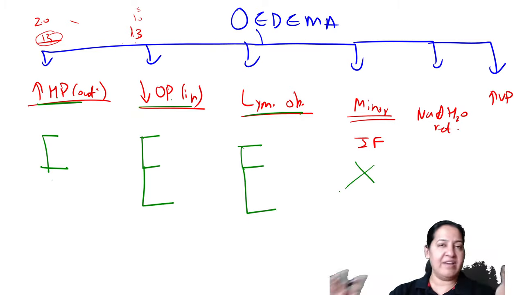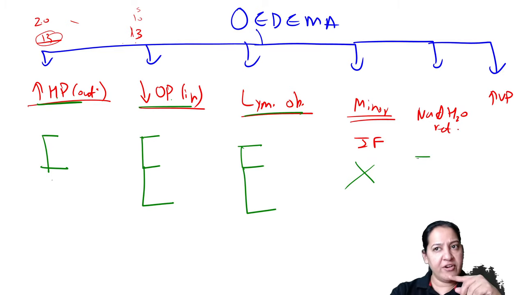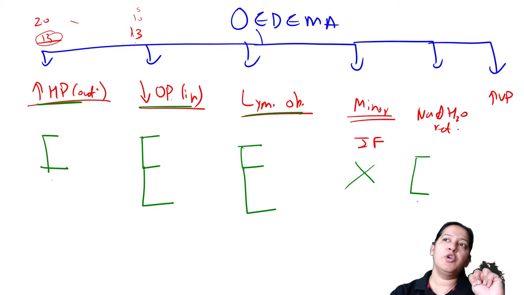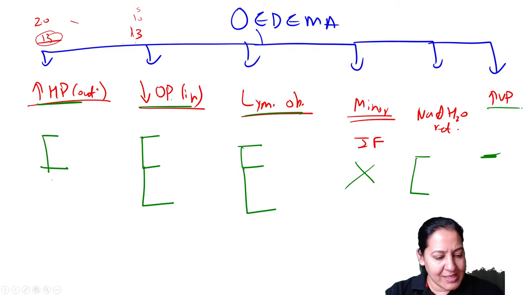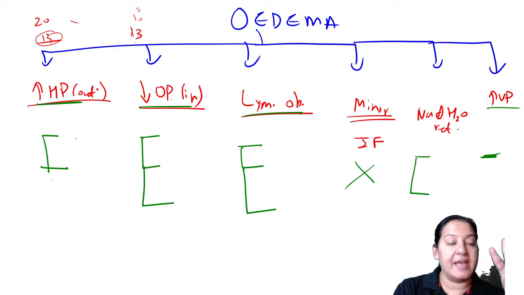I have not given any examples, so leave it. Sodium water retention, the two reasons for sodium water retention in the human body, and one reason for increased vascular permeability. You have to tell me the answers. So I guess Rishinika started answering. So the two causes she is saying, yes, very good, Rishinika.